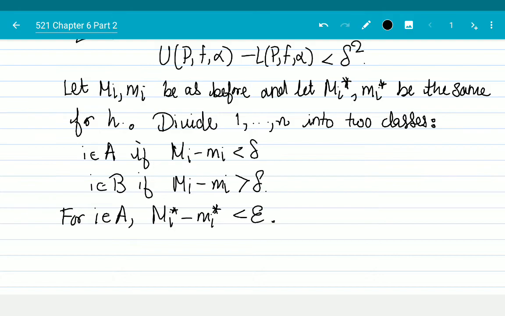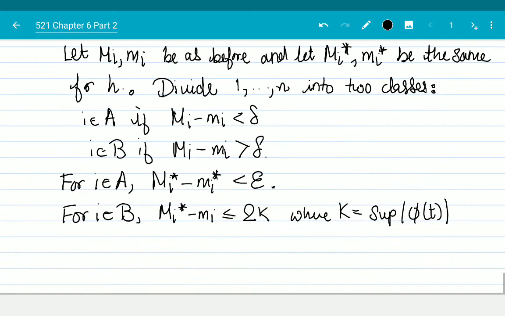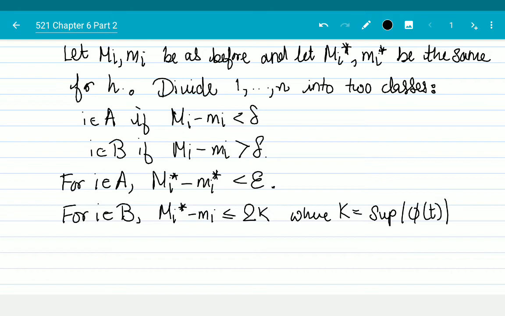But what we can show is that for i belonging to B, capital Mi star minus small mi star is smaller than 2k, where k is the supremum of phi of t on the interval small m to capital M, so m smaller than or equal to t smaller than or equal to M.